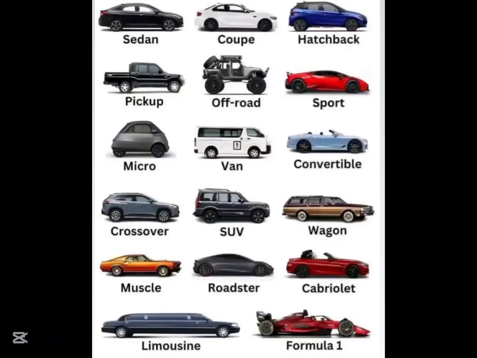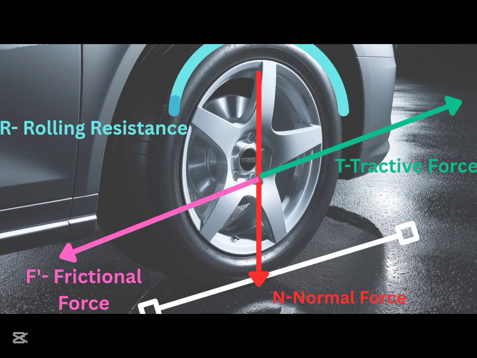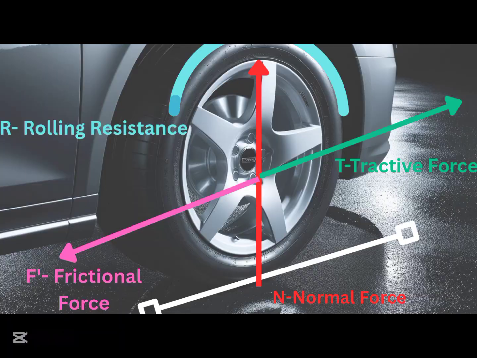Now back to the tires. There are forces acting on the tires of all vehicles, and these forces can be used to predict the direction of movement of the vehicle. We have the normal force N shown by the red arrow pointing upwards. We also have the tractive force T shown by the green arrow pointing forward. We have the frictional force F prime shown by the pink arrow pointing backwards to the tractive force, and we have the rolling resistance, which is on the tire.